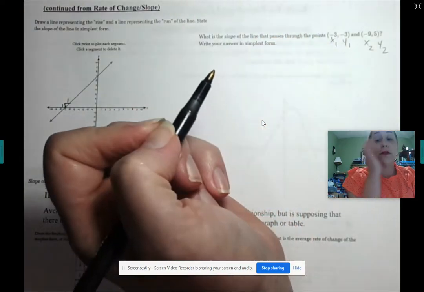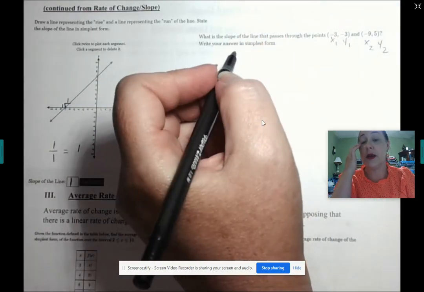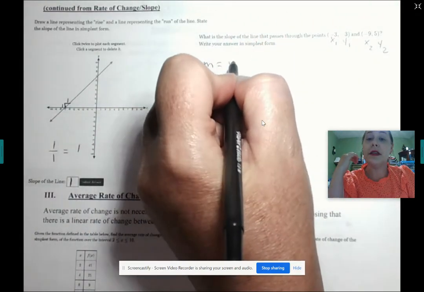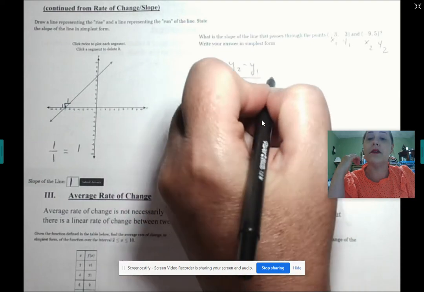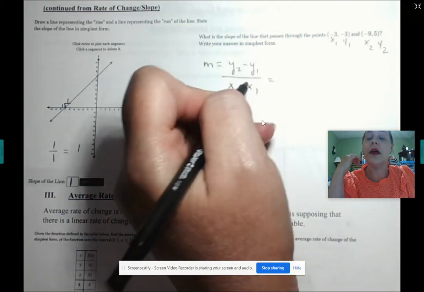It could be given in a table form. It could be given as just a list of ordered pairs. But you can always find the slope. This is on your star formula chart from Algebra 1. You've learned about slope in 8th grade math.